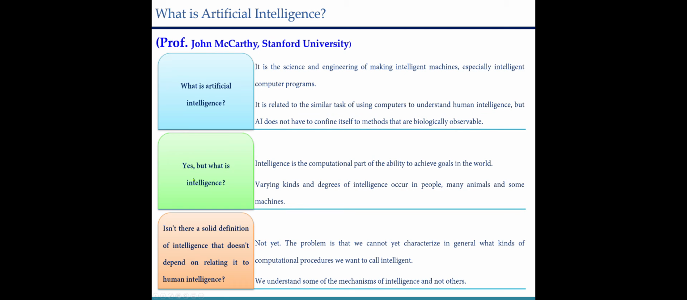So what does intelligence mean? Intelligence is the computational part of the ability to achieve goals in the world. Varying kinds and degrees of intelligence occur in people, many animals and some machines. So isn't there a solid definition of intelligence that does not depend on relating it to human intelligence? That is not the true problem. The problem is that we cannot yet characterize in general what kind of computational procedures we want to call intelligent. We understand some mechanisms of intelligence and not others.